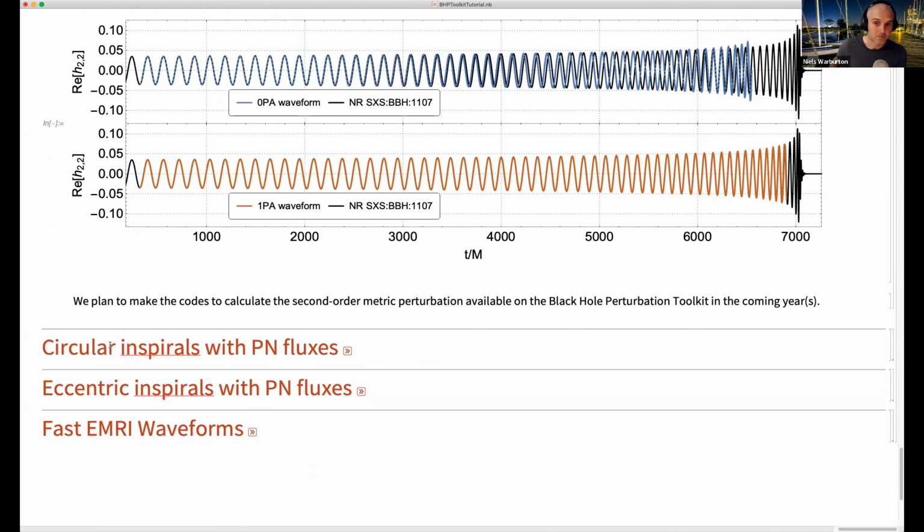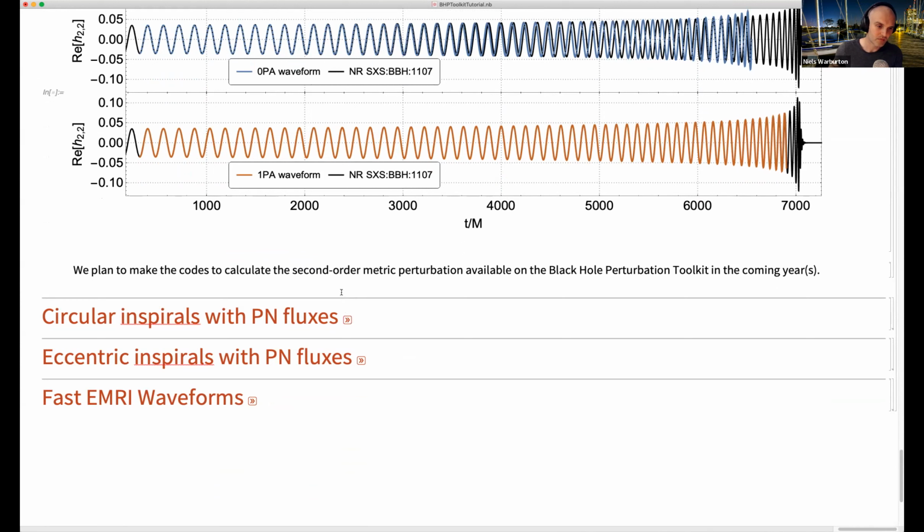So that's what I want to say about numerically computing waveforms. I want to spend just a little bit of time now looking at working with post-Newtonian series and using those to compute inspirals. And that will lead on, if we have time, we'll do the eccentric case, and that will lead on neatly to this Python package, the Fast EMRI Waveforms package.